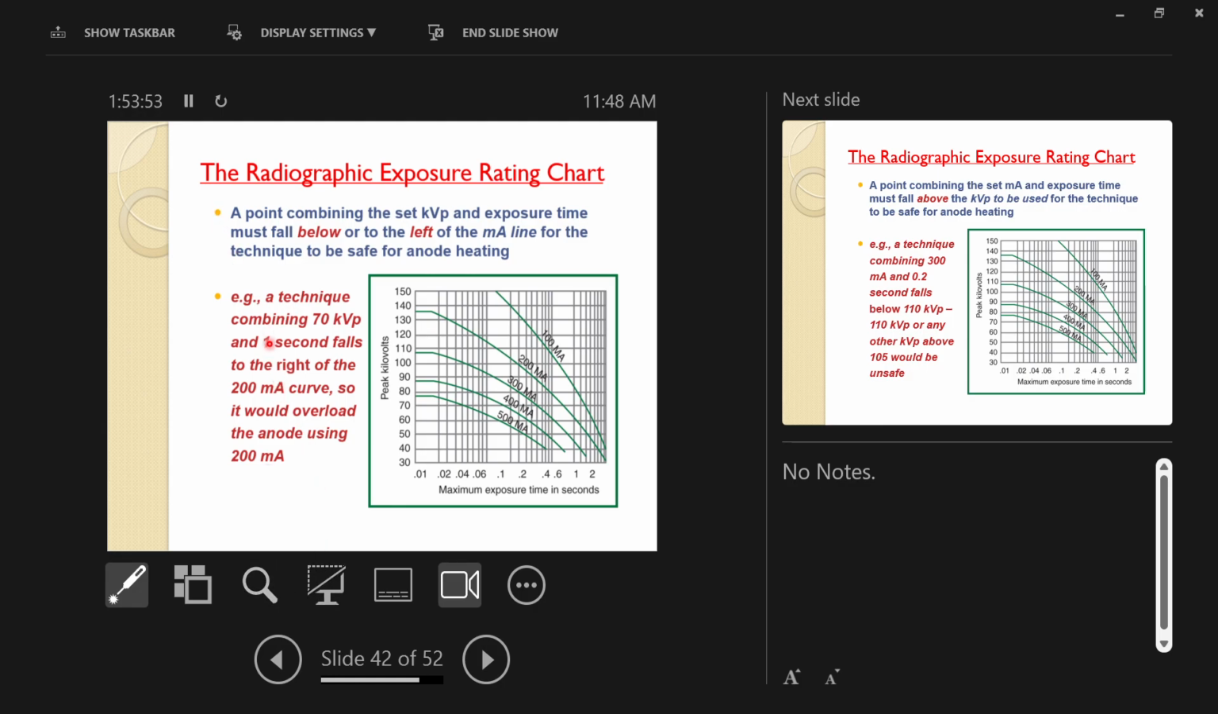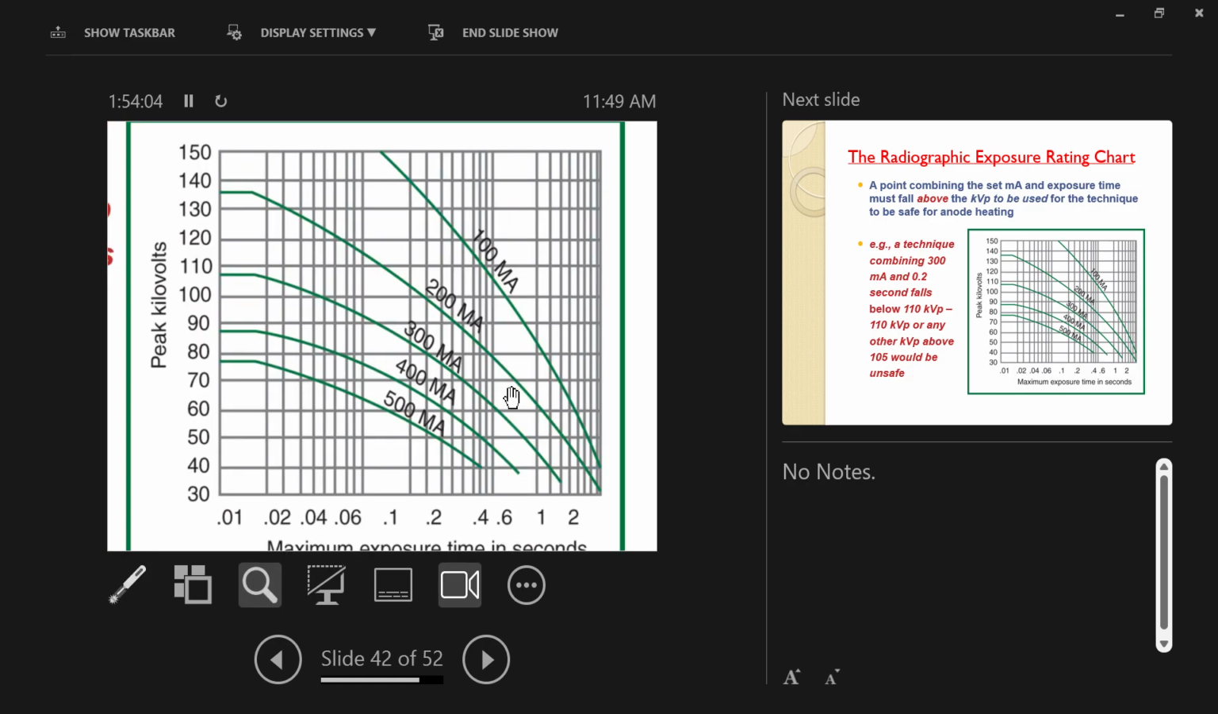For example, they give a technique of 70 kVp and 1 second exposure, which falls to the right of the 200 mA curve. So let's zoom in on that. 70 kVp, 1 second. I'd find 1 second and 70 kVp, and find the point where those two things meet. Right there. Anything to the left here, I can get to.